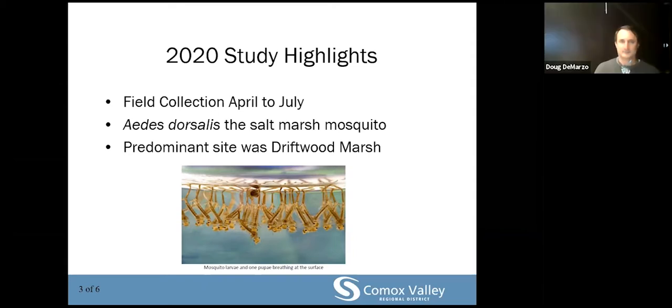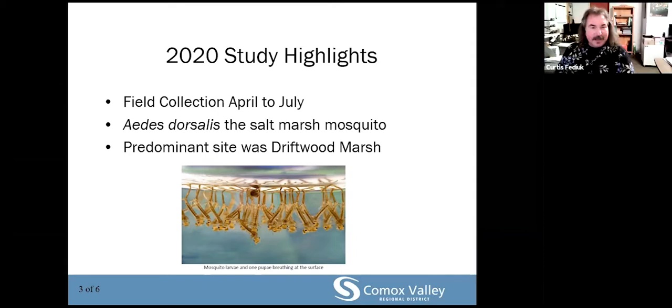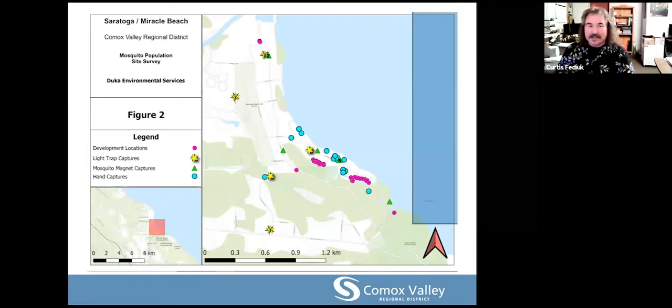The light trapping also showed us there's some other mosquitoes around town. So you also have some Culex tarsalis and a few other Aedes. So that leads us to suspect there may be some mosquito development occurring in some of the ditches and stuff, but not a significant amount.